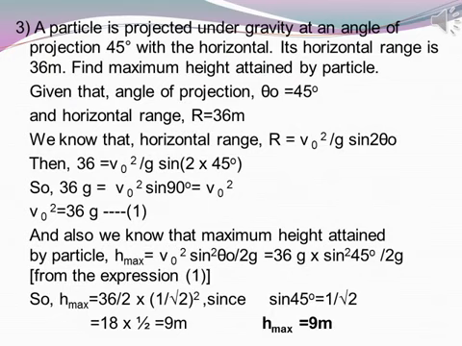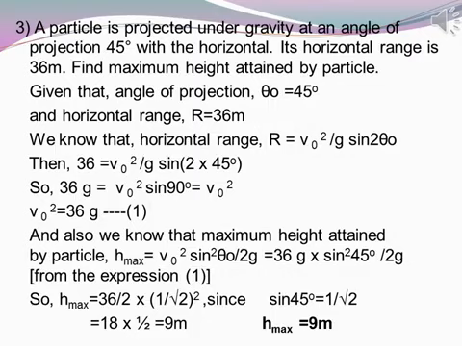Third question is, a particle is projected under gravity at an angle of projection 45 degree with the horizontal. Its horizontal range is 36 meter. Find the maximum height attained by the particle. Let us see how to solve this problem.